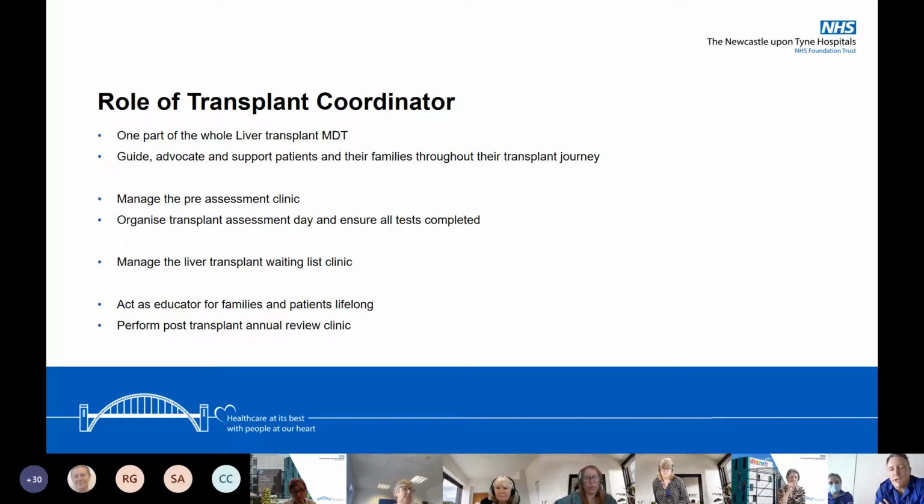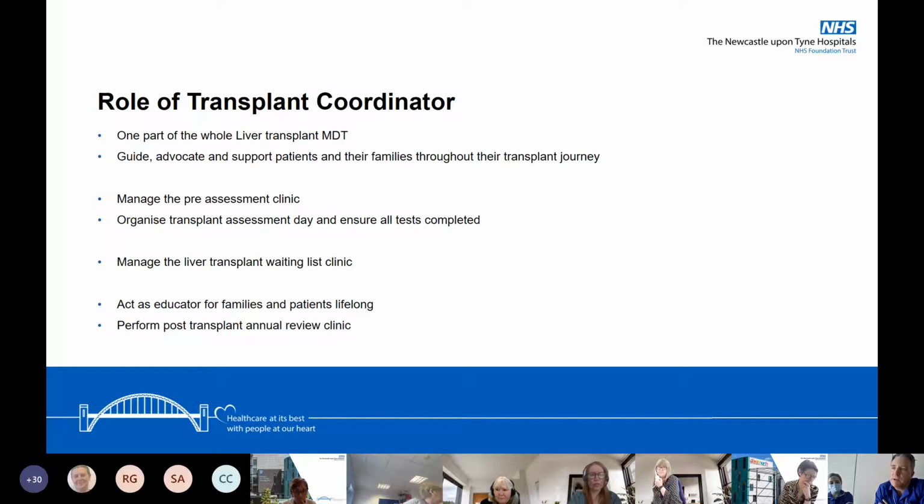And as transplant coordinators, we just thought we'd give a little bit about our role as well. So we are one part of the whole liver transplant MDT. We think we're quite important in that, and so do our colleagues, but we're just one cog in that wheel. And our goal in our day-to-day work is to guide and advocate and support patients and their families throughout the whole of the transplant journey. So from the point where they're first referred into this service, right up until the point that that recipient either is not for transplantation or passes away at the end of that journey. We are here for every single step of that.